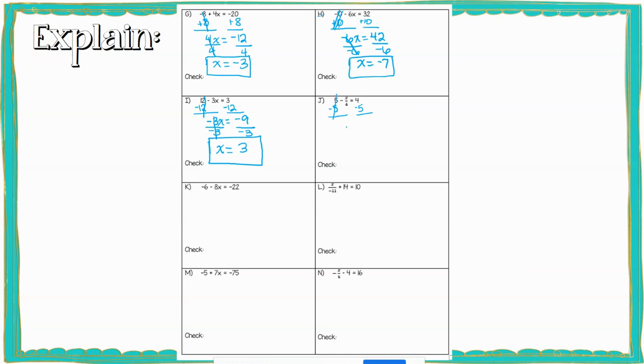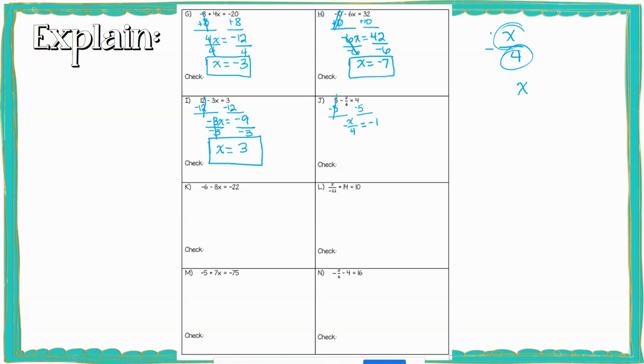5 minus 5 will cancel, and I'm not left with x over 4. I'm actually left with negative x over 4. And then equals, and 4 minus 5 is negative 1. Well, if you remember from when we worked with fractions, if you have x over 4 and the whole thing is negative, that means that either the x is negative or the 4 is negative. Well, if I get rid of the 4, that negative is still going to be with the x, so it's not going to be by itself.